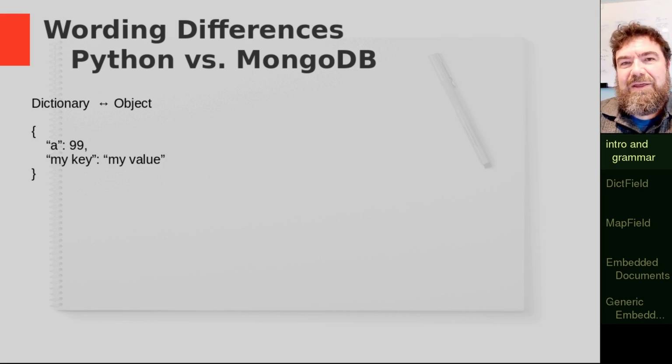A dictionary in Python is known as an object in MongoDB, and for those not familiar, a dictionary is a list of key value pairs. So in this particular example, we have a key of A pointing to a value of 99 and a key of my key pointing to a string value of my value.